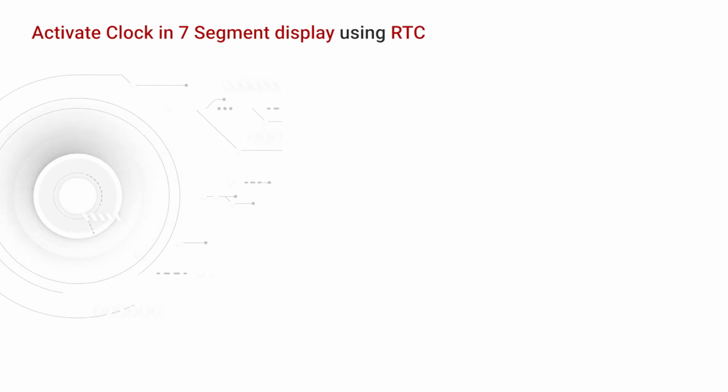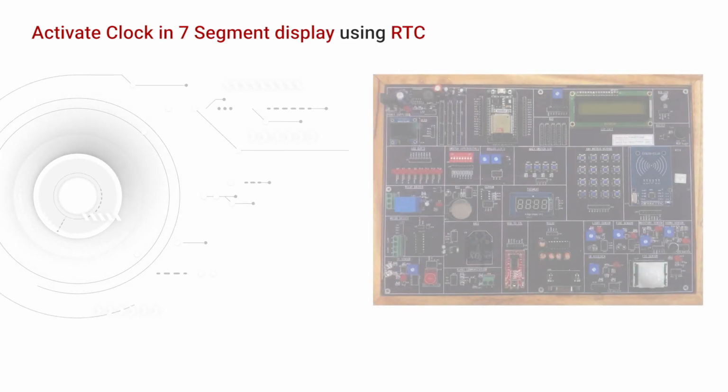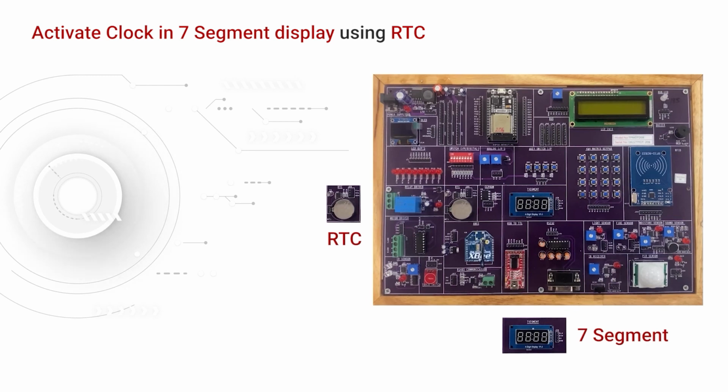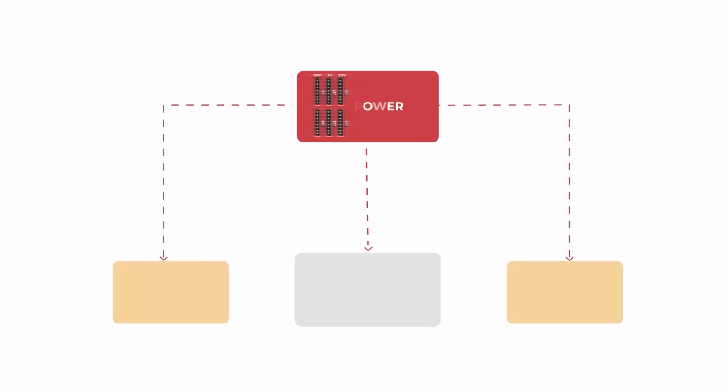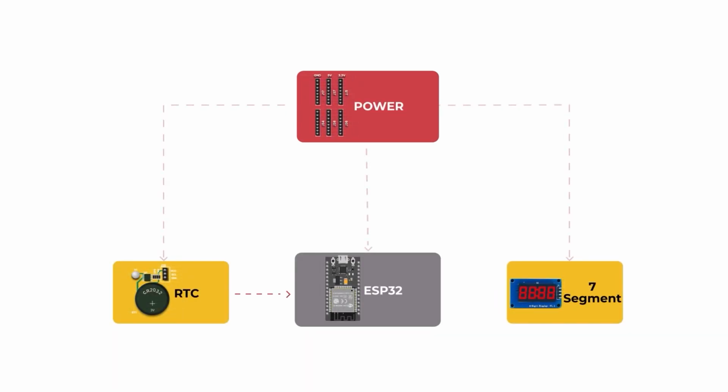In this event we use RTC, real-time clock, and 7-segment display. RTC is input and 7-segment is output. The flowchart explains powering the RTC to 3.3 volts, 7-segment display to the 5 volts and 5 volts to the ESP32. Now connecting the RTC to ESP32 as input and output to the 7-segment from ESP32.